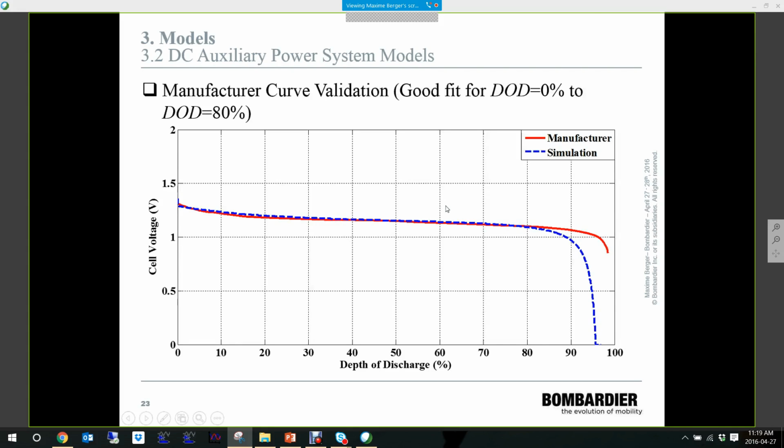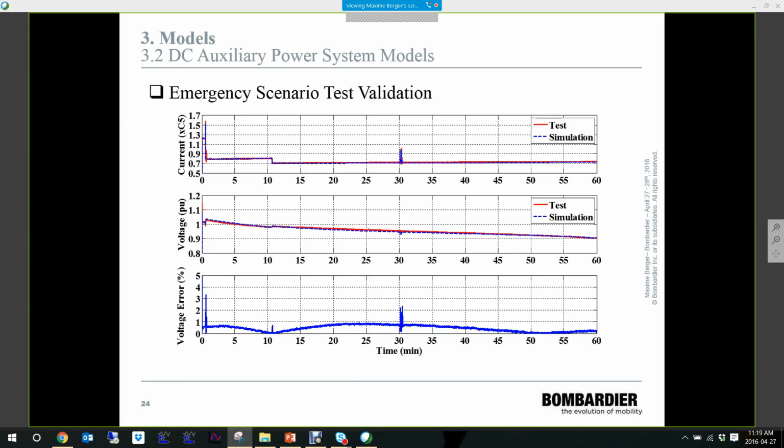So the battery model has been validated by manufacturers, and it shows here that we have a pretty good fit for a depth of discharge of 0% to 80%. And it's pretty good because we never intend to use our battery beyond a depth of discharge of 80%. The battery model has also been validated using emergency scenario tests.